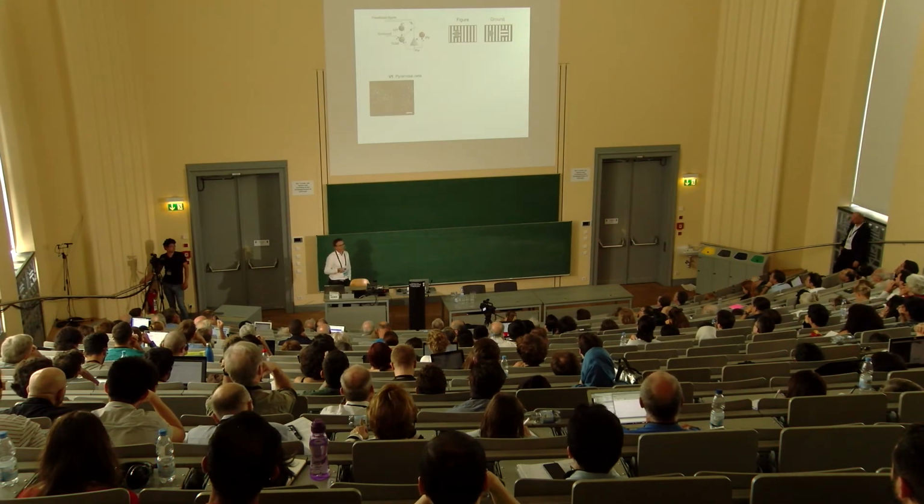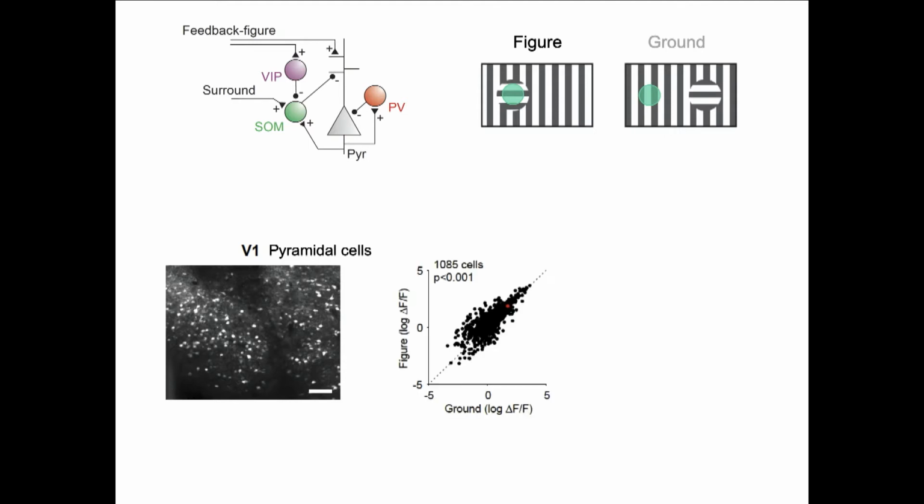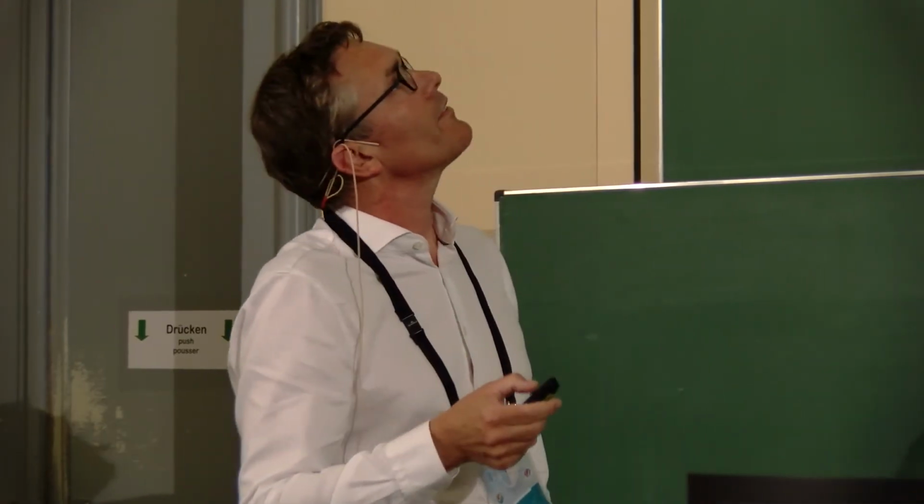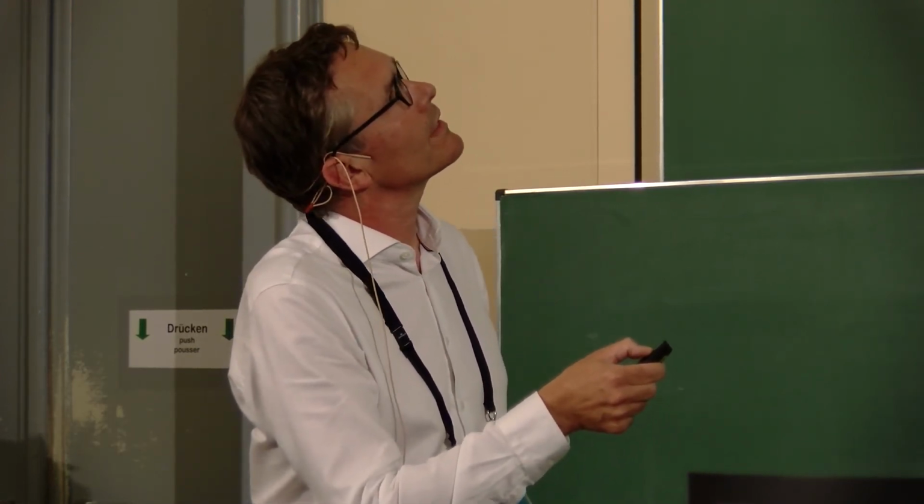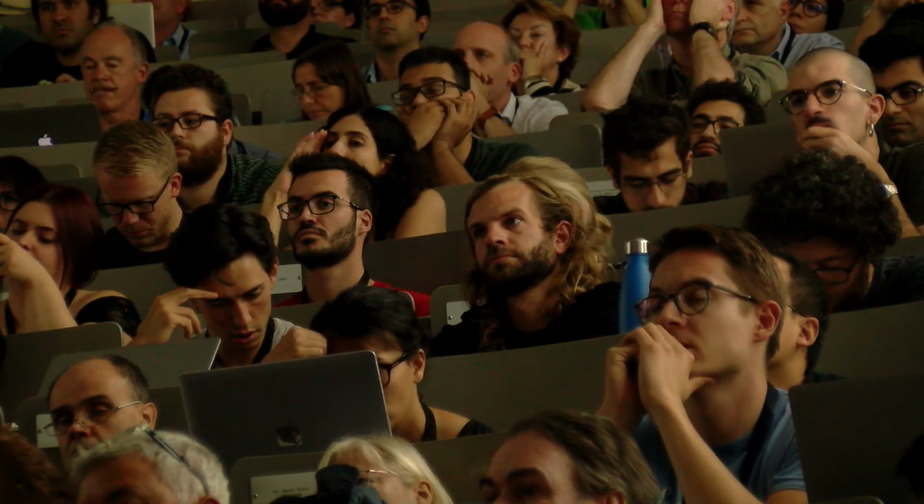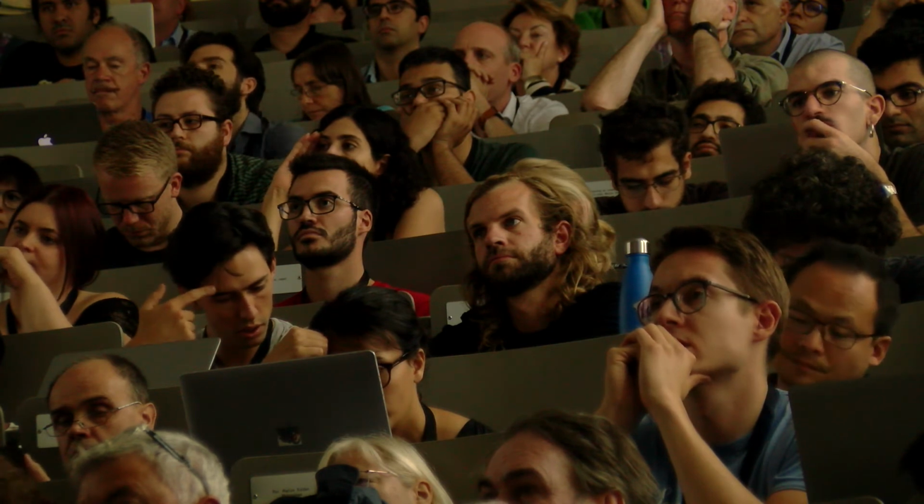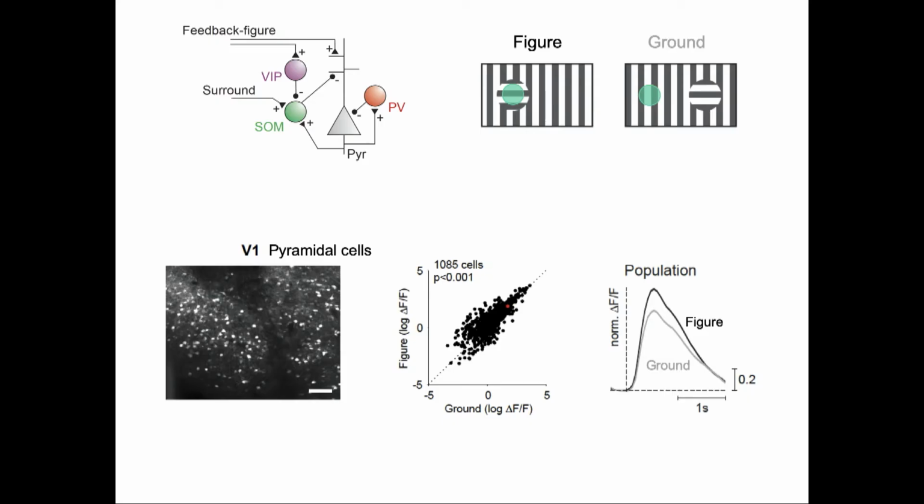So we started with the pyramidal cells. We are now doing 2-photon calcium imaging. This is the figure response, this is the background response. So on average, there's more activity for the figure. It looks like a weak effect, but we're actually plotting it on a logarithmic scale. So this is a substantial effect. And if you average across all the V1 neurons, so more than 1,000, the standard deviation is plotted here. It's hardly visible. You see that the figure indeed elicits a much stronger response than the background, as you would expect. So that's what the pyramidal cells do, not unexpected.